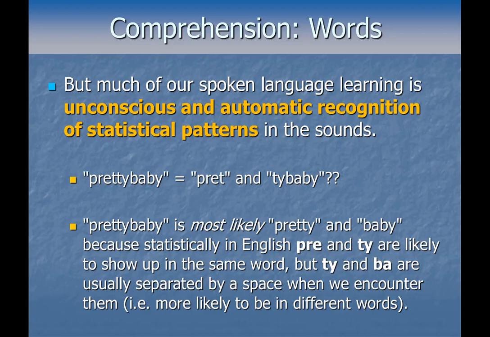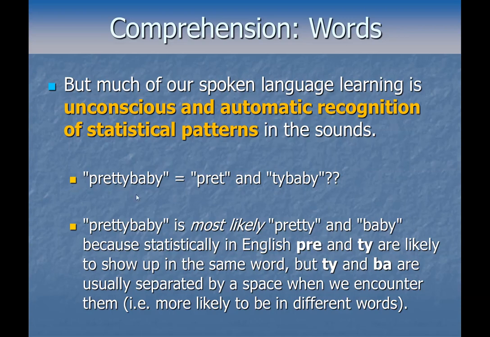And I want you to think about that in terms of this example I gave of "pretty baby." The most likely split here is probably between the "pretty" and the "baby," just because statistically, if you hear enough English sentences, enough English sounds all crammed together, in English the "pre" and the "tty" often show up together in the same word, and yet the "ty" and the "ba," the end of one word and the start of another, don't show up as often together, right?